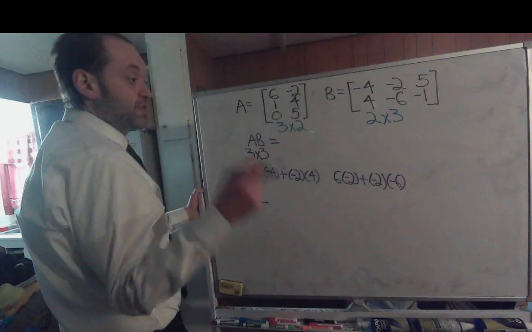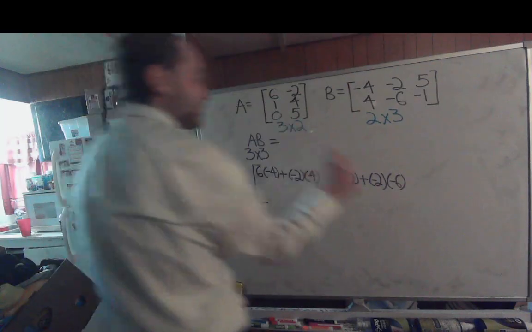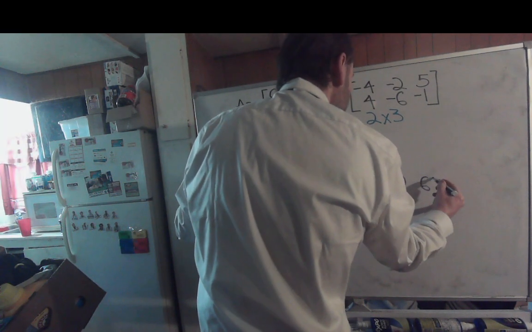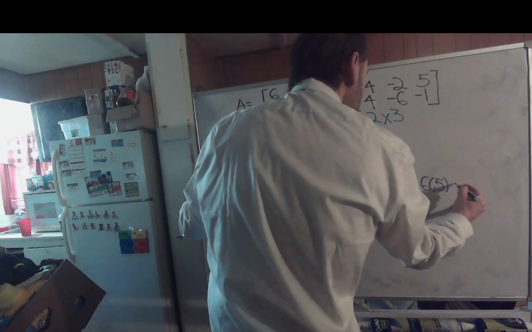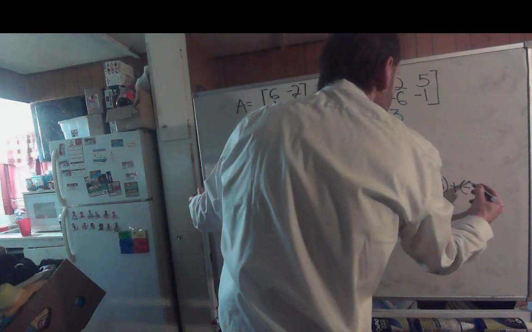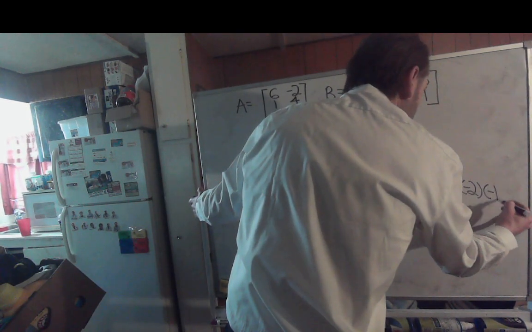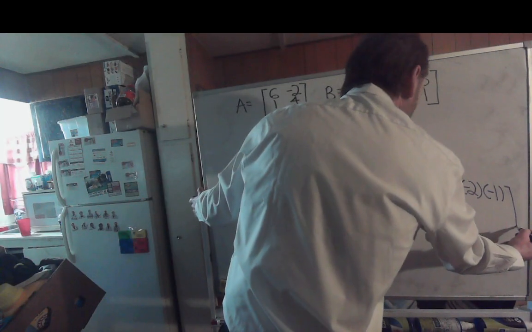Now let's obtain the third number of the first row. You'll take, once again, the first number of the first row, which would be 6, times the first number of the third column, which would be 5, plus you'll take the second number of the first row, which would be -2, times the second number of the third column, which would be -1. It always goes row times column.